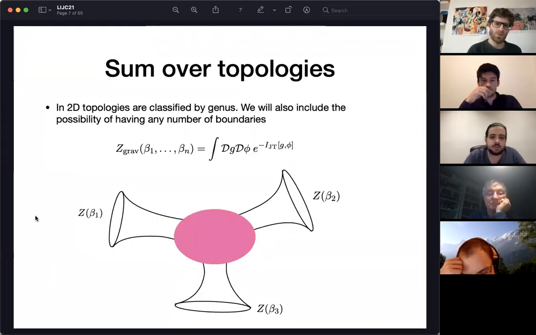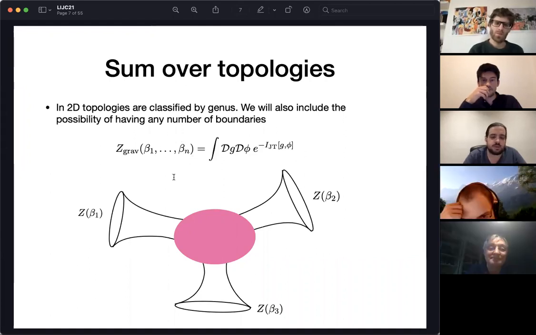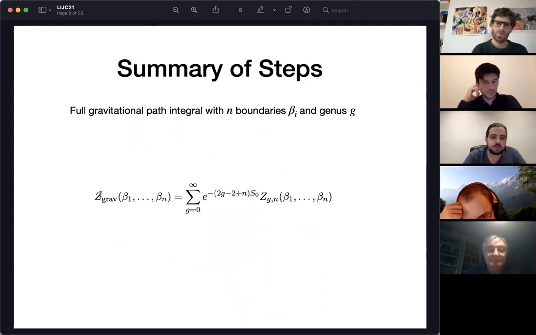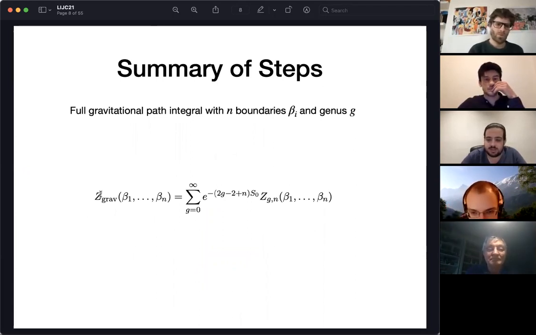Okay, so we'll sum over topologies. We want to do the path integral with this. For generality, we will allow any number of boundaries with some renormalized lengths beta 1 to beta n, and we will do the path integral over all geometries that fill this up. So what are the steps? We are going to do this path integral exactly, and that is what Saad, Shenker and Stanford did. I will give you now a summary of the steps.